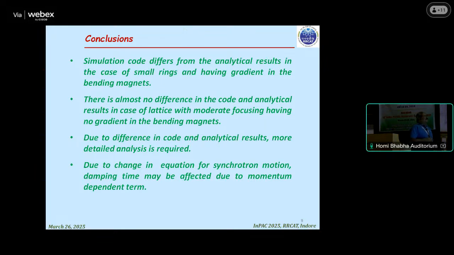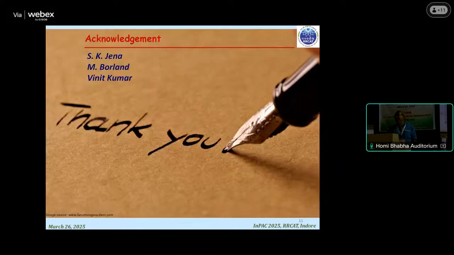And due to this difference between the code and the analytical result, definitely more rigorous analysis is required. Whether the code is giving the correct result, or the analytical formula has to be modified, or the model has to be modified, this has to be checked thoroughly. As far as I believe, the formulation is correct. And due to the change in the equation of synchrotron motion, the damping time may be different. So these are the references, and thank you.